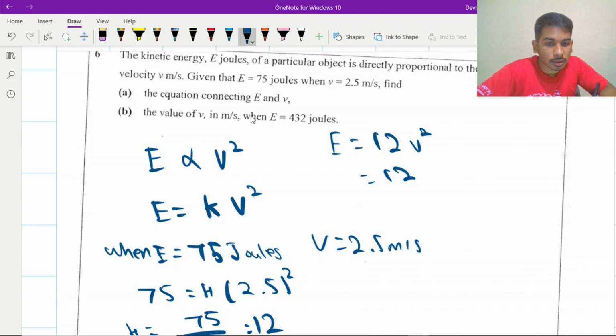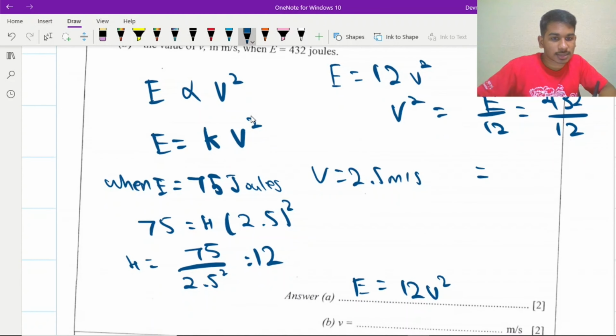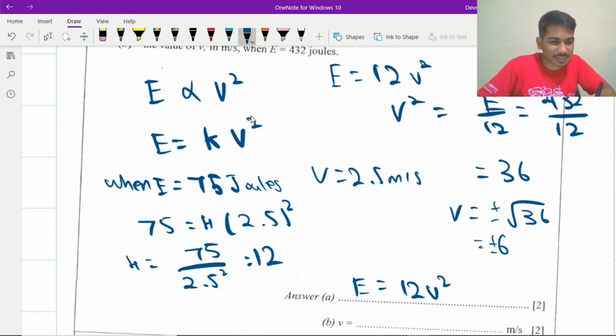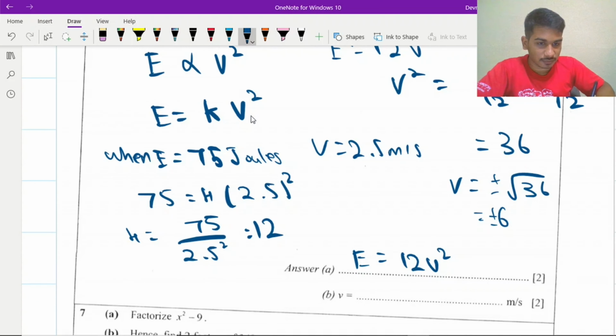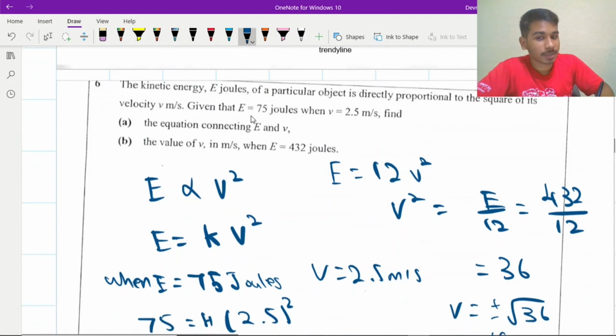Okay, so we know this equation, we need to find V. V square is equal to E over 12, which is 432 divided by 12, which is 36. And then V is going to be the square root of 36. It will be positive or negative when you do a square root, so plus or minus 6. But it doesn't make sense to have a negative speed, so the speed is 6 meters per second. But this is velocity, but never mind. Okay, let's continue on.